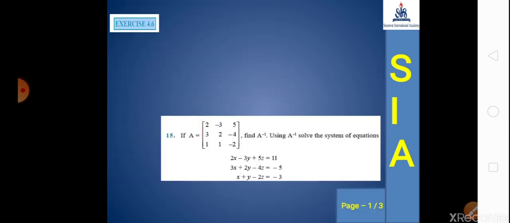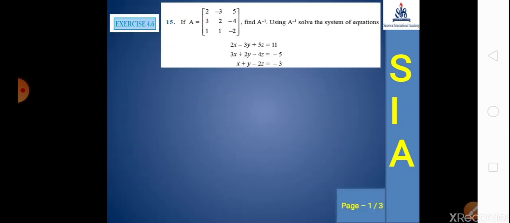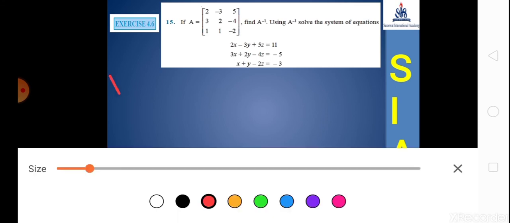Now I move ahead. 4.6. It is a 3 slide total, 1 divided by 3 already written here, see in the bottom corner. So before starting this question, students, it is a 4 marks question and it is also important.